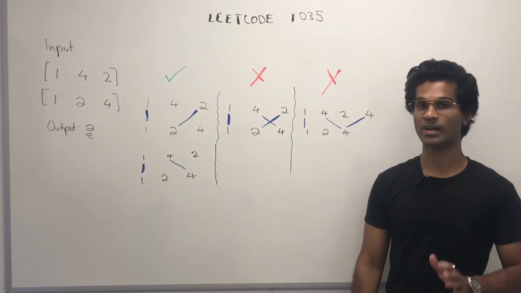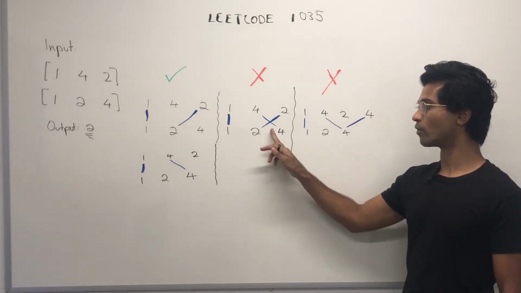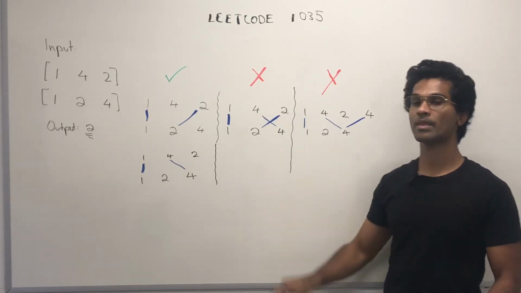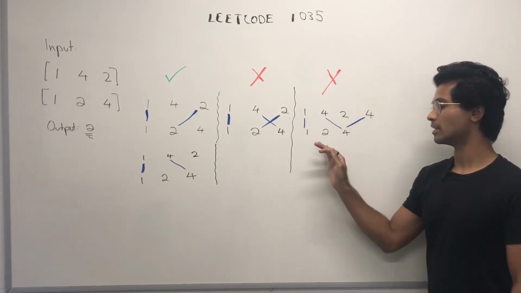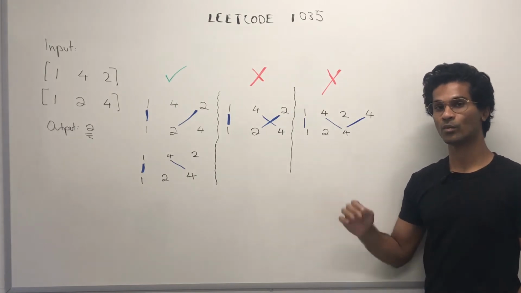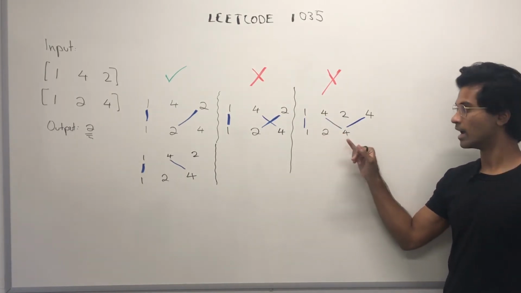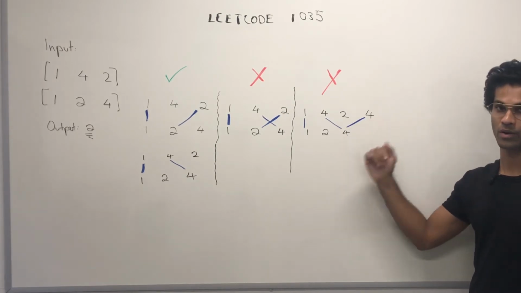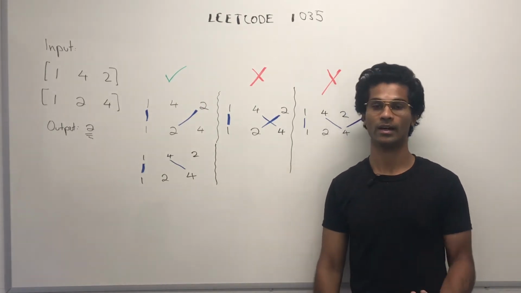Now let's go over some invalid cases. We can't have this scenario because 4 and 4 are the same numbers, but if we draw from 2 to 2, then there's a cross line, and that's not valid. In this case, we can draw from 1 to 1, but we can't reuse numbers. So we can't use this 4 connecting to this 4, and then reuse this 4 with the other 4 in the first array. So this is the valid uncrossed line case.